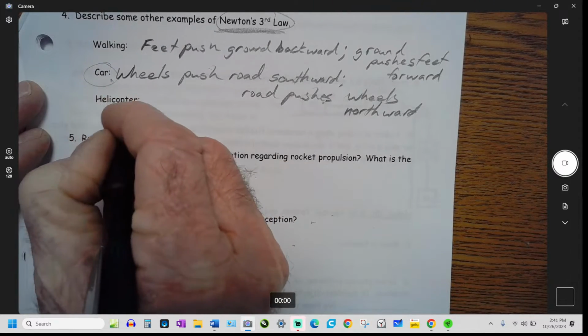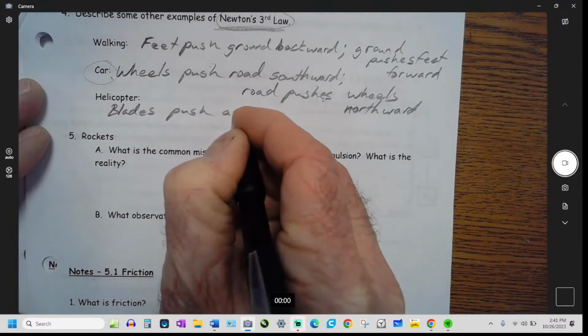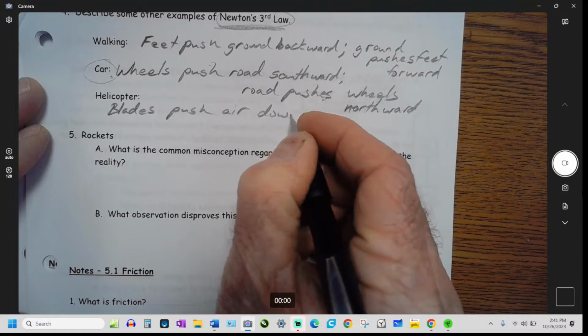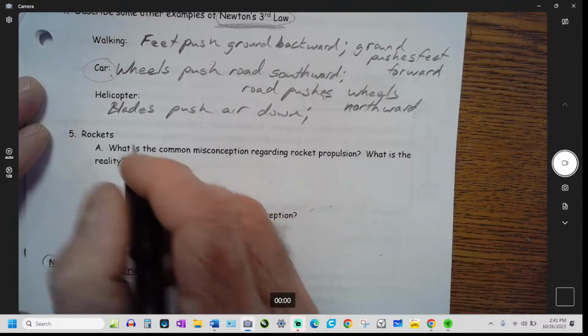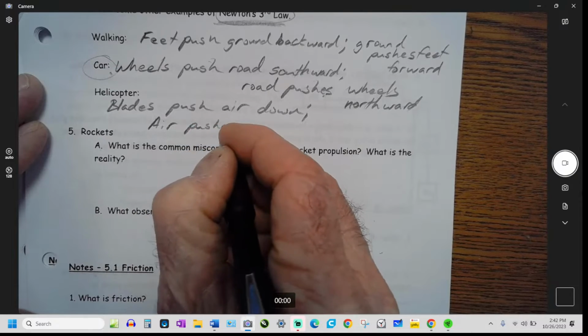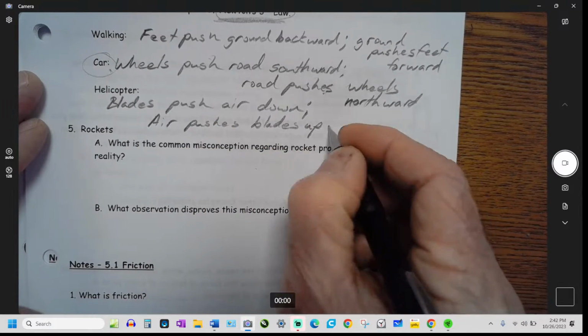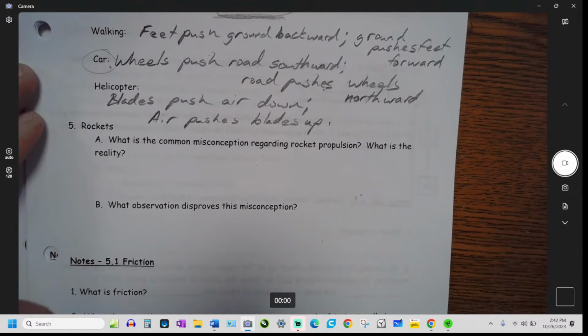Helicopter, what pushes what? The blades. And which way do they push the air? Push air down, or downward. And the air pushes the blades upward. And then there are rockets.